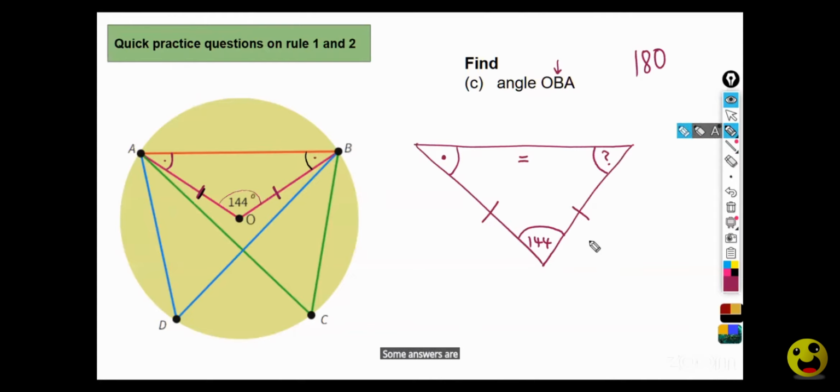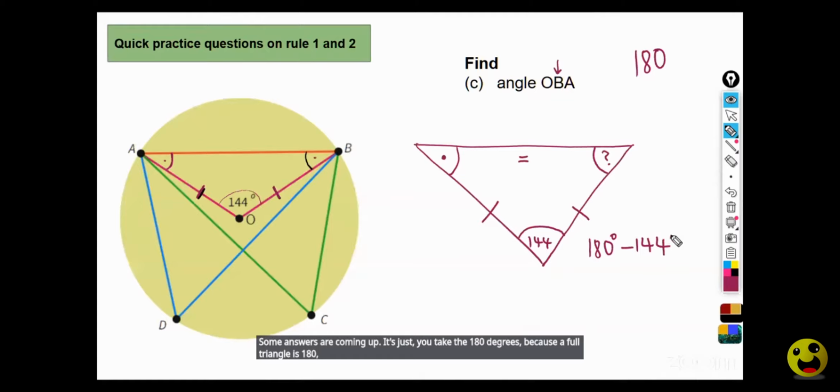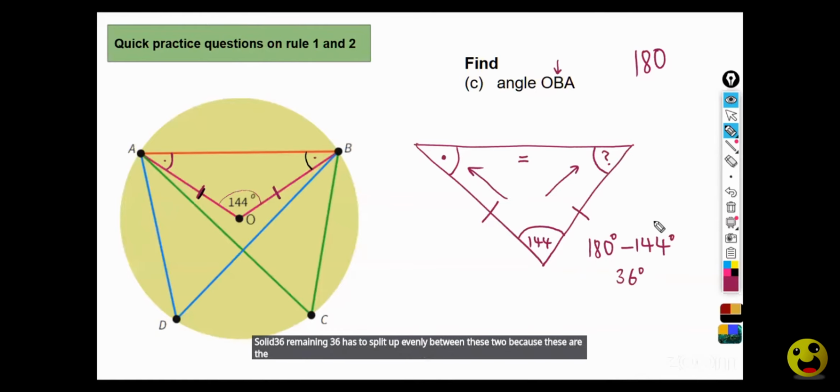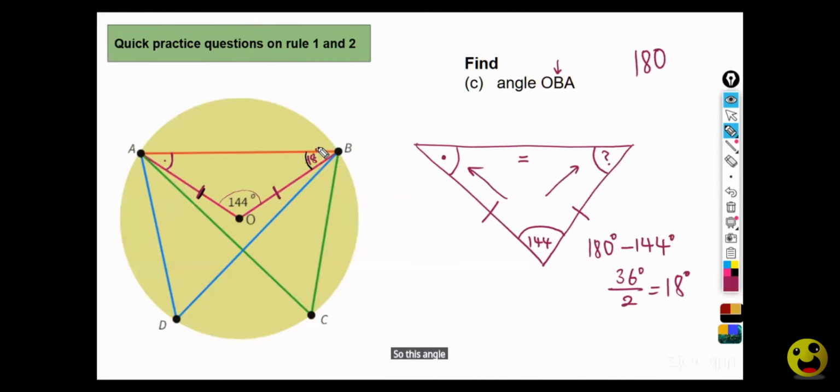You take the 180 degrees, because a full triangle is 180, and you minus the 144 degrees. 180 minus 144 is 36 degrees. The remaining 36 has to split up evenly between these two, because these are the base angles in the isosceles triangle. So you divide it by 2, and you get 18 degrees. So this angle will be 18 degrees. Like I said, that's based on SEA maths, right?